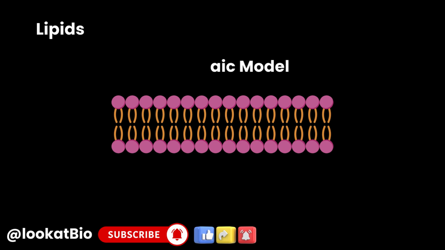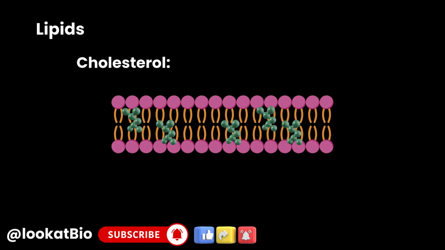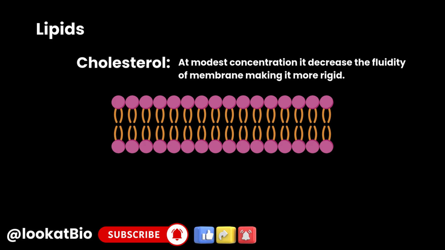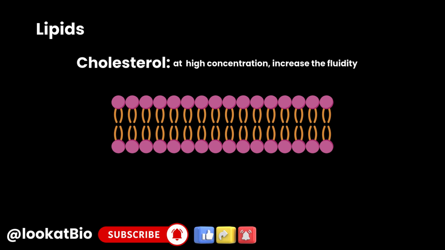Let's continue with the next lipid, cholesterol. Cholesterol molecules are dissolved in the phospholipid bilayer. It controls the fluidity of the membrane, and at modest concentration it decreases the fluidity of the membrane. In simple words, it makes the membrane more rigid, and at high concentration it increases the fluidity of the membrane. So these were the lipids.